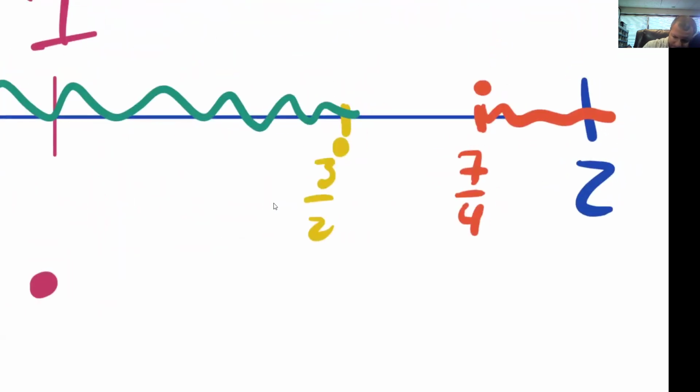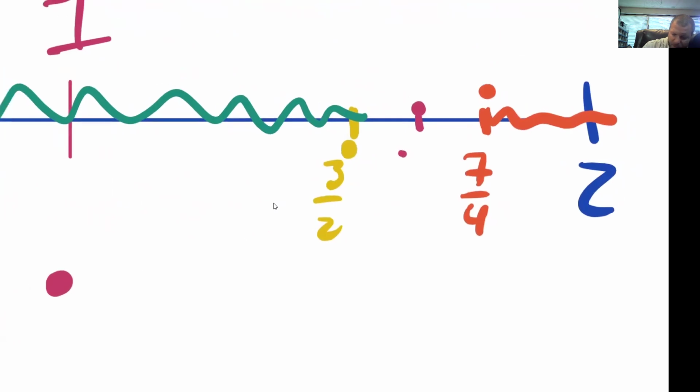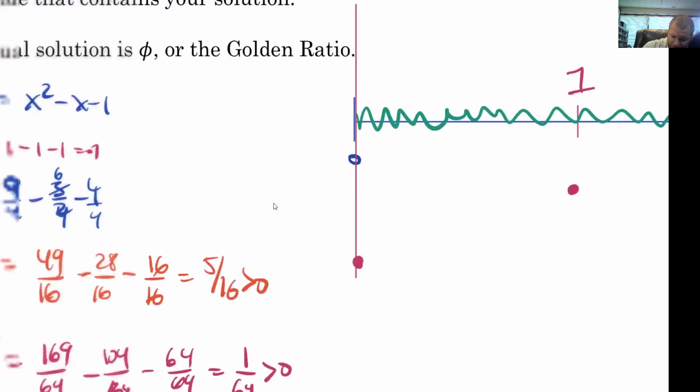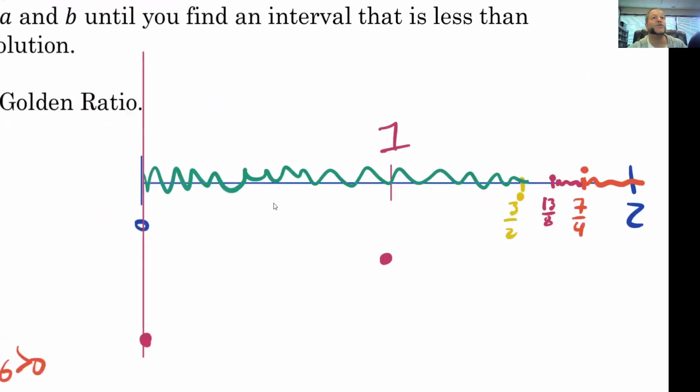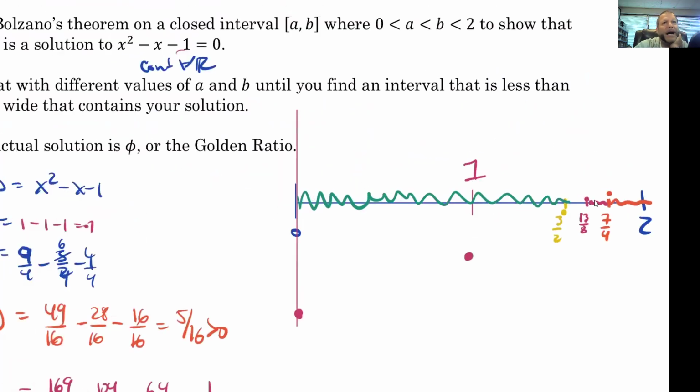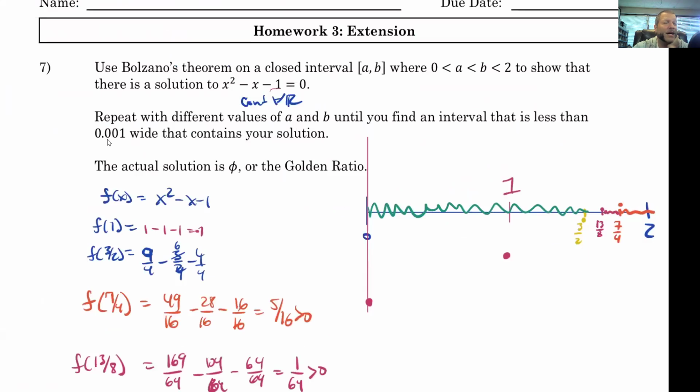So I know that at the average of these points, 13 over 8, I'm going to get a positive number. So I can get rid of that interval, and I can keep doing this. Every time I find a positive number, I'm creeping in to our solution from the right side. If I find a negative number, I'm creeping in from the left side. We can keep doing this until I get an interval that's less than, what do I have, 1,000th wide.